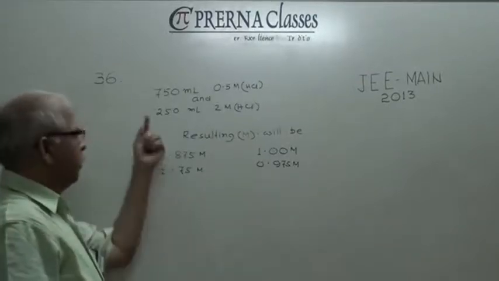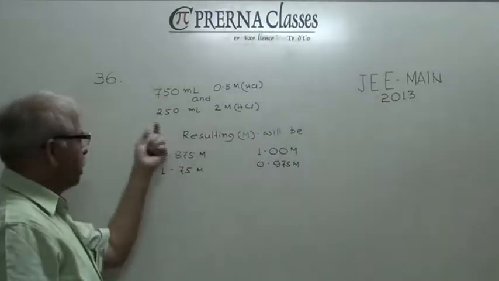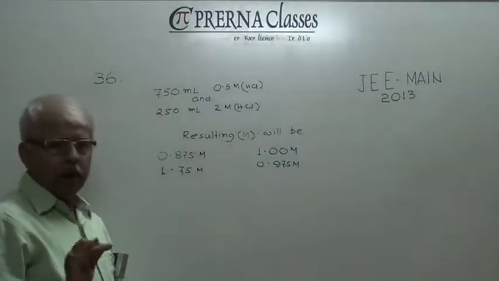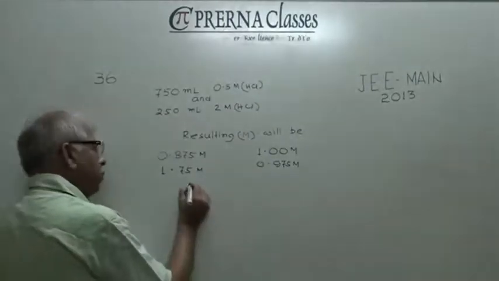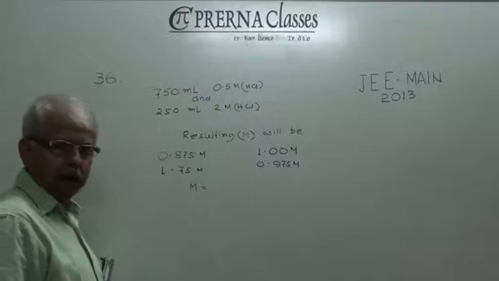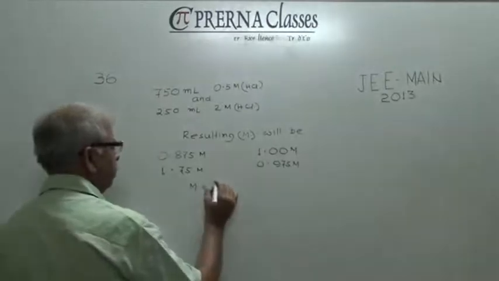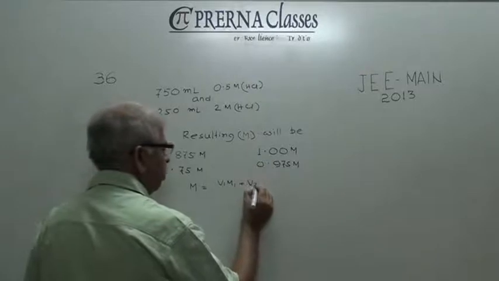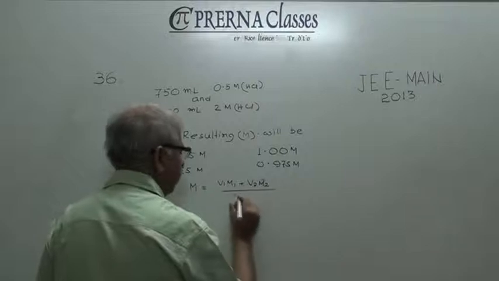When 750 milliliter of 0.5 molar HCl is mixed with 250 milliliter of 2 molar HCl, then the molarity of the resulting solution will be, and 4 options are given. We know molarity of the resulting solution when you are mixing identical things, means acid with acid or base with base, is nothing but V1M1 plus V2M2 divided by V1 plus V2.